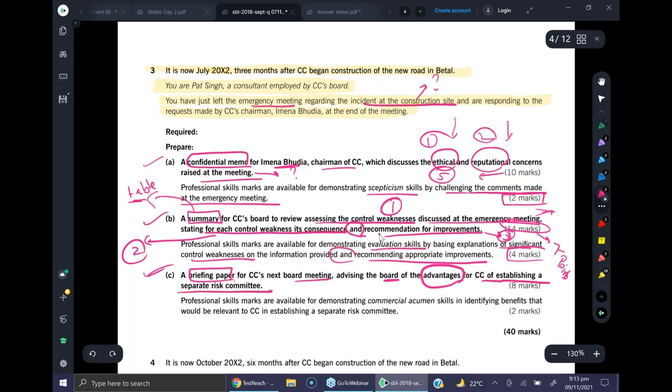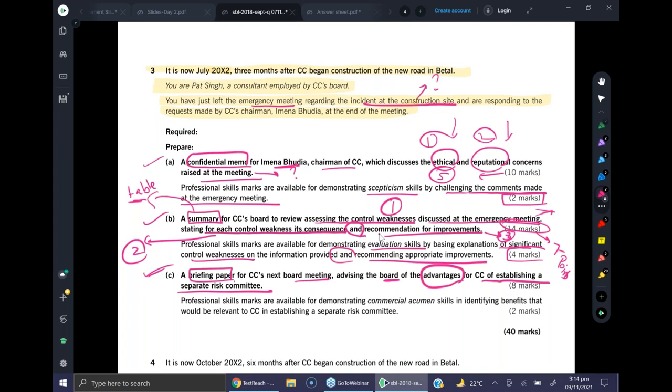Advise the board of CC the advantages of CC establishing a separate risk committee. So what is this requirement asking you? Discuss the advantages of a risk committee for CC. Which means that they don't have a risk committee right now. So what will be the advantages? You will have to write very convincing arguments for the board to agree.